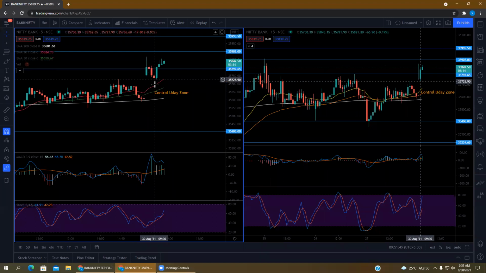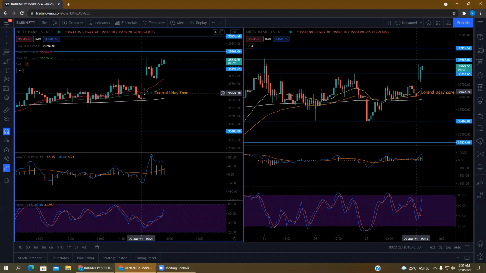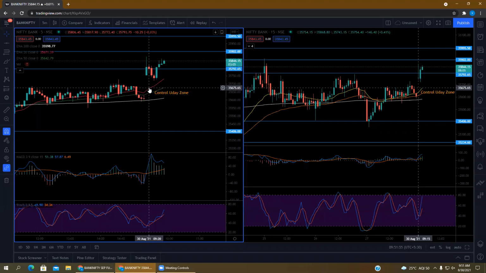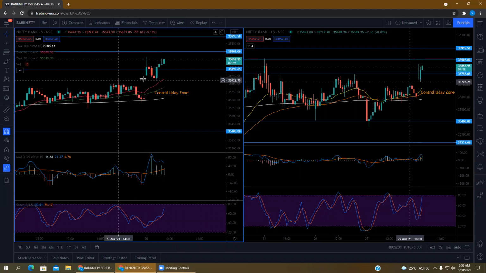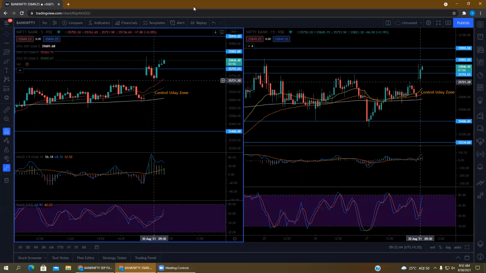So in the put side, what I was looking for, a touch of this one, at least 35,685 or somewhere here, or maybe fill the gap. That is what I was looking for. But what happened was it reversed from yesterday's high. This was yesterday's high. So it reversed from yesterday's high and then it went up. I'll explain that also. What is control of the zone? I'll explain that also.